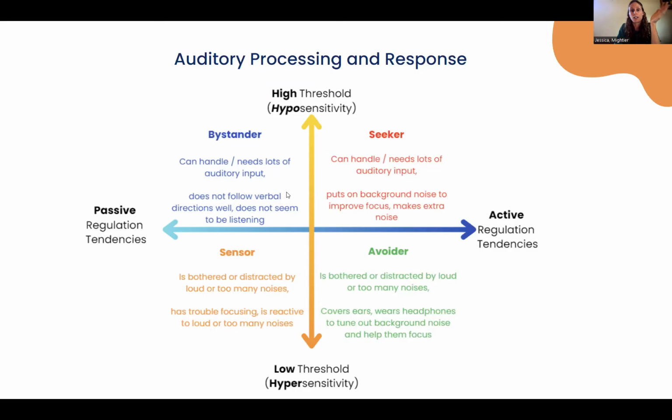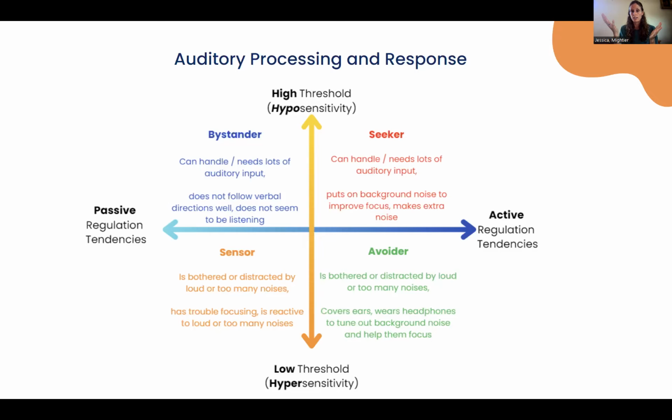So first, we're going to talk about auditory input, so auditory processing and your response. Looking at the same grid, same model, if we look at our bystander, someone who has a high threshold for auditory input, top left here, they need more. It takes more for it to register and feel fulfilling for them. So this is someone who may not seem to be following verbal directions well, or they don't seem to be listening, because it just takes more auditory input for them in order for these things to register.